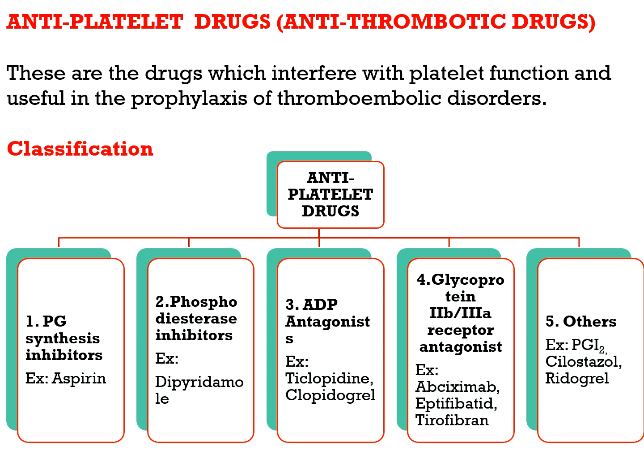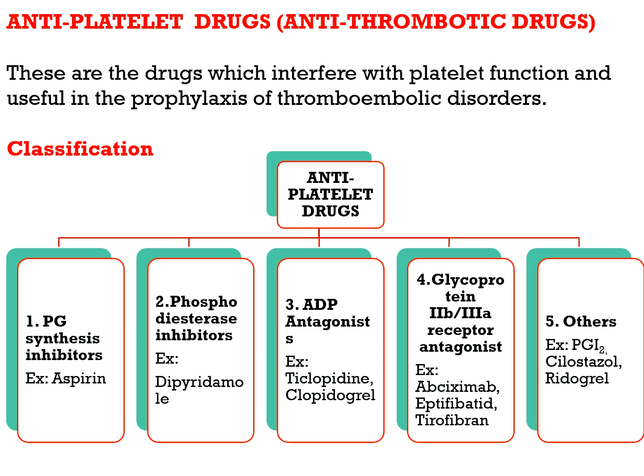Antiplatelet drugs are also called antithrombotic drugs. These drugs interfere with the platelet function or action and reduce the coagulation. These drugs are mainly used for a prophylactic purpose. Classification. These antiplatelet drugs are mainly classified into 5 different types.